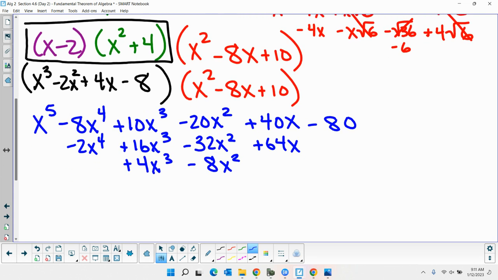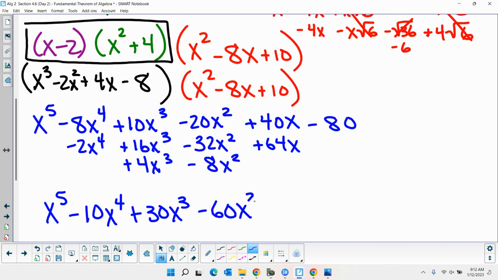All right, so there's my like terms: x to the 5th minus 10x to the 4th, 26 and 4, 30, x cubed. 52 and 8, 60, but all negative, so negative. 104. So that's a big poly.